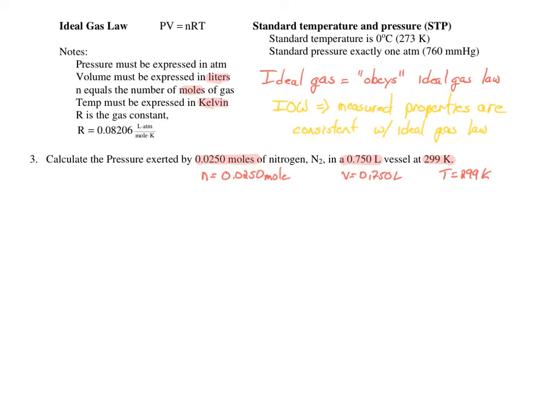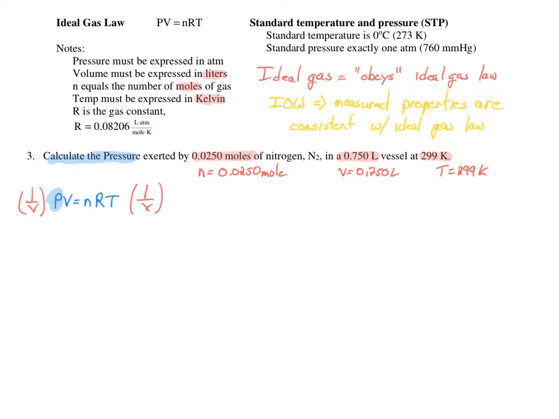All right, let's start with the ideal gas law. And in this problem, we're asked to calculate the pressure. So we want to solve the ideal gas law for the variable pressure. So in our algebra, we divide both sides by volume. We want pressure by itself on one side of the equation. Now all we do is substitute our numerical values and churn it out.